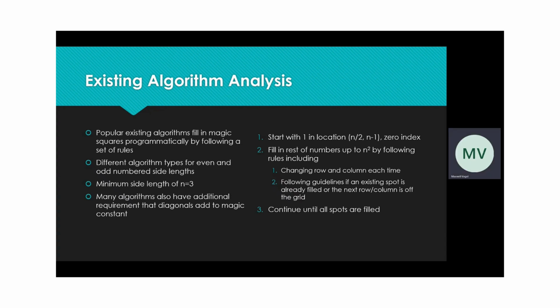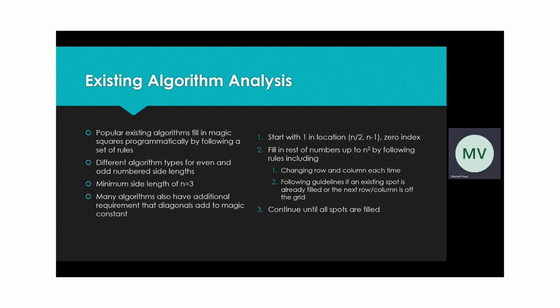It's impossible to make a magic square of size less than n equals 3, so the minimum side length needs to be n equals 3. Additionally, there's also many algorithms that have the additional requirement that the diagonals add up to the magic constant. In our analysis, we are ignoring this requirement.